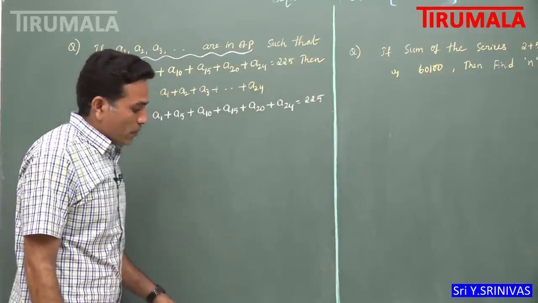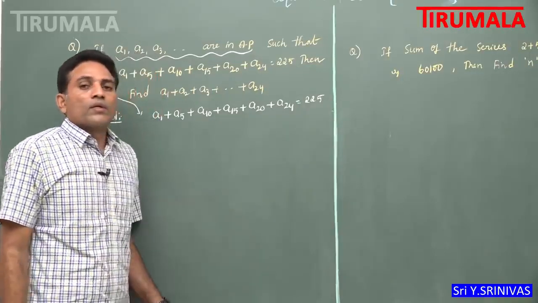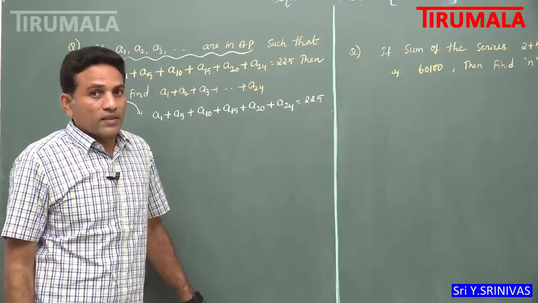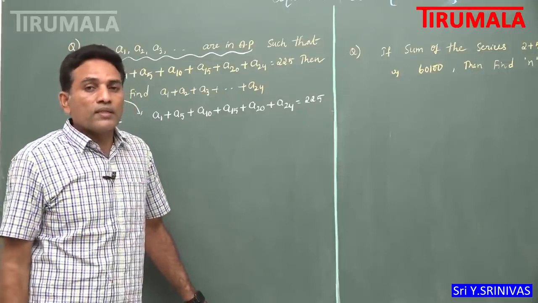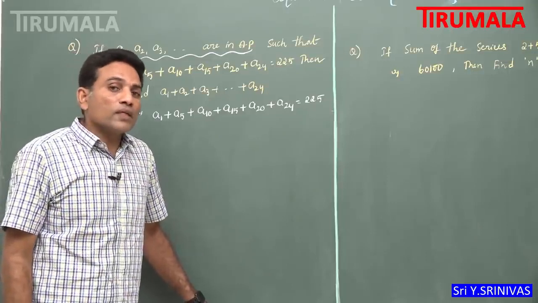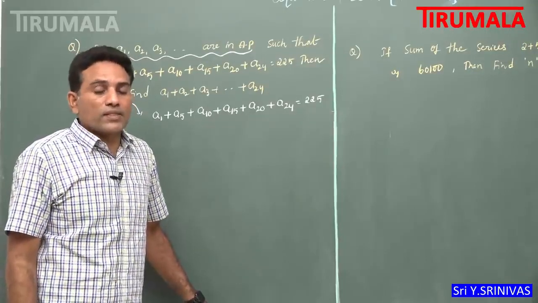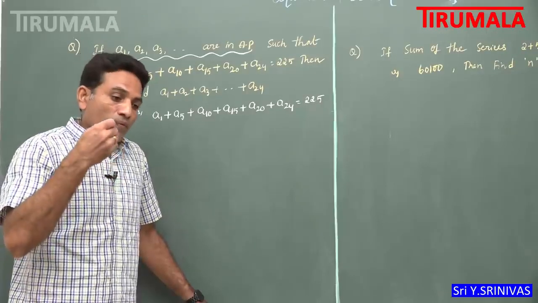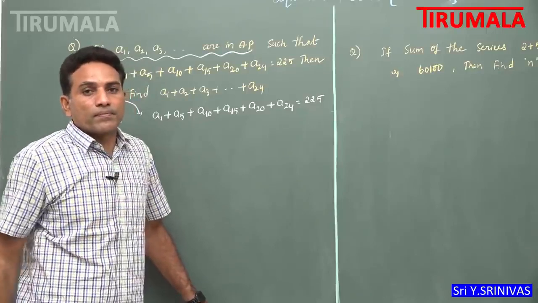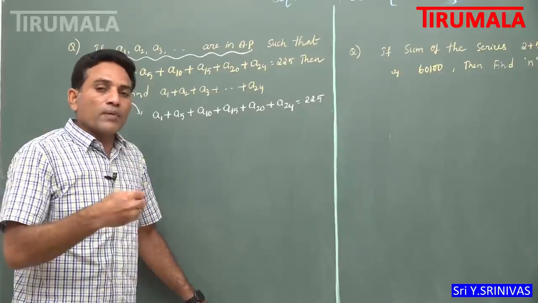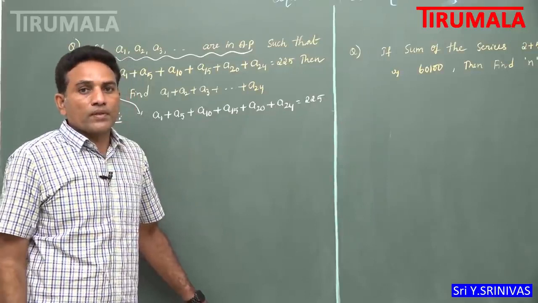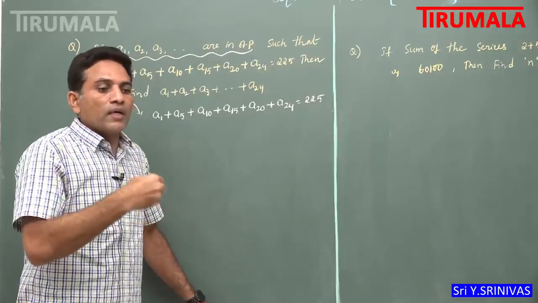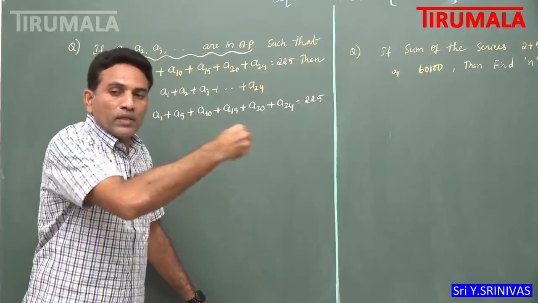Students, in arithmetic progression, we have one property. Just now I revise that property: the sum of the terms from first and last is always the same. That means first term plus last term is equal to second term plus last but one term, which is equal to the sum of the third term and the third term from the last.